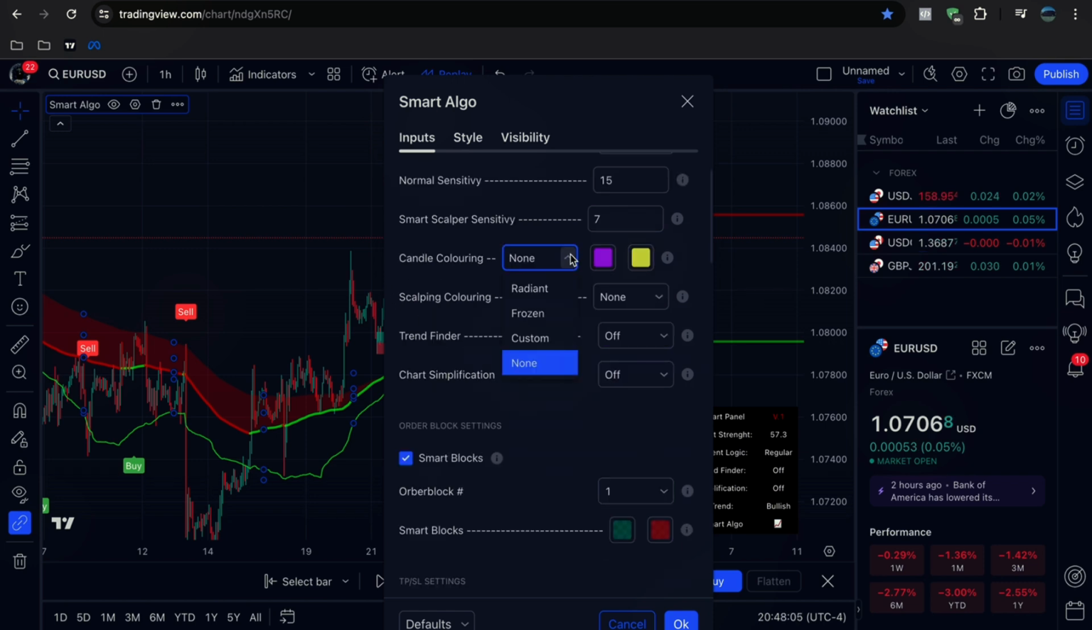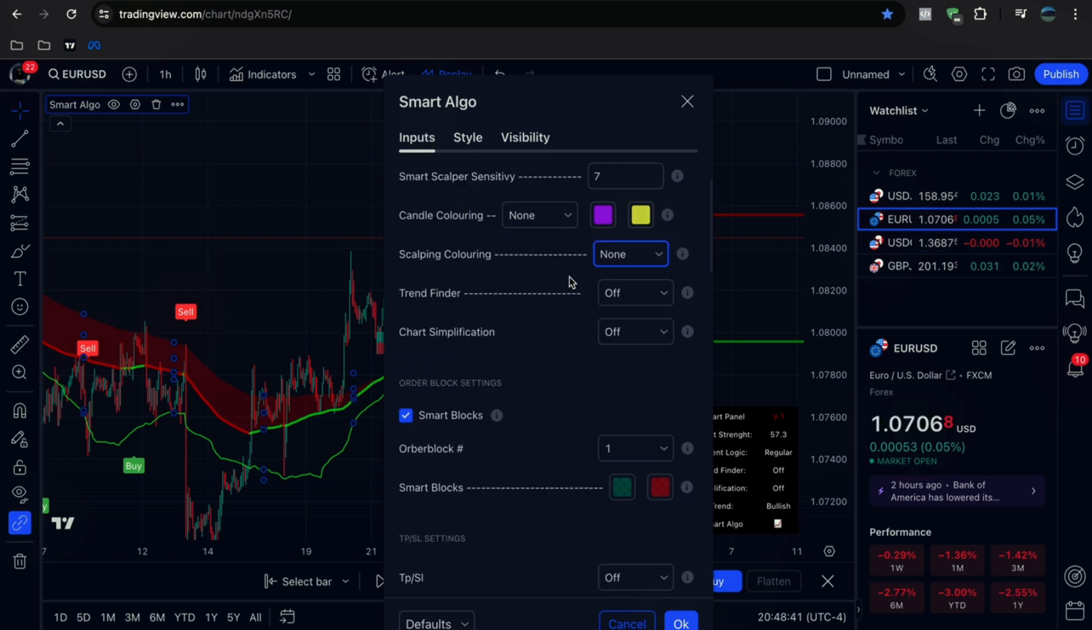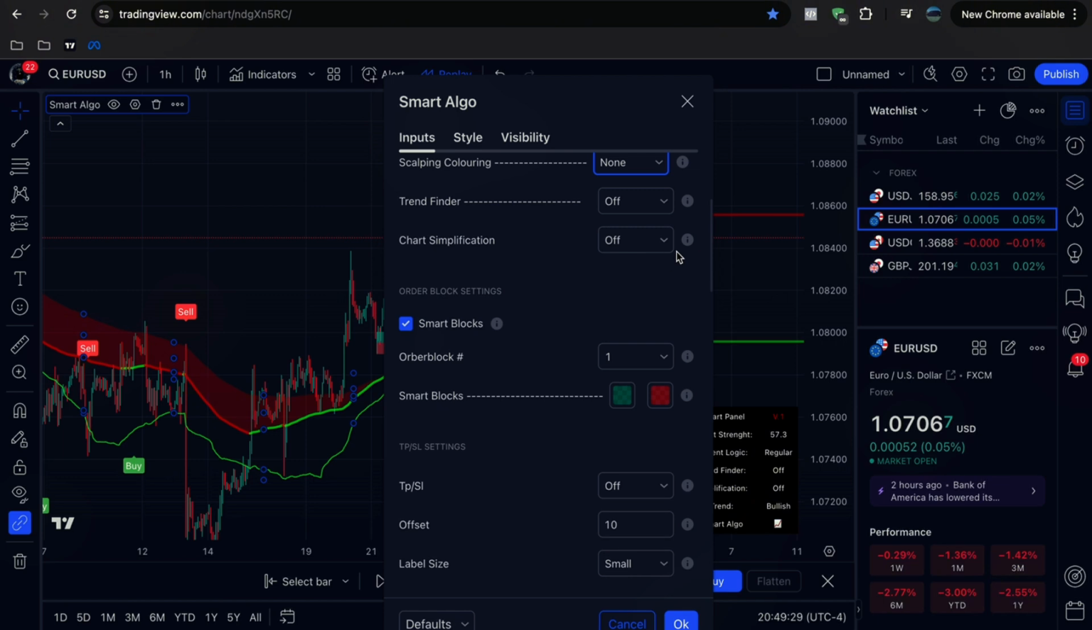For the candle coloring, I'm just personally choosing not to put the coloring, but feel free to customize the coloring as you like. We don't have to worry about this option since we're not scalping. For the chart simplification, I'm going to keep it off as well. If you don't know what this does, once you turn it on and let's say put it to small, you'll see the signals right over here went from buy and sell to these little signals without words. That can help make the chart look cleaner and simplify it a little bit more. But I'm going to keep it off for now.